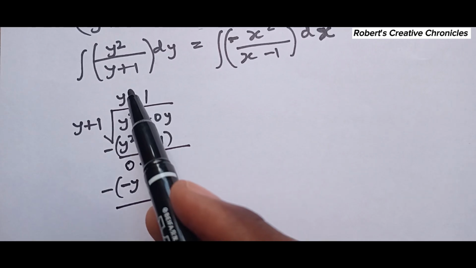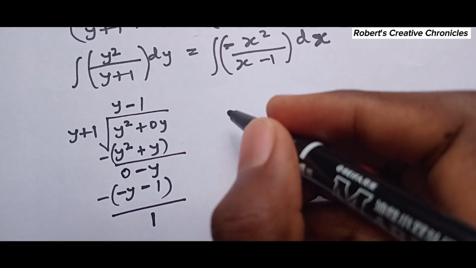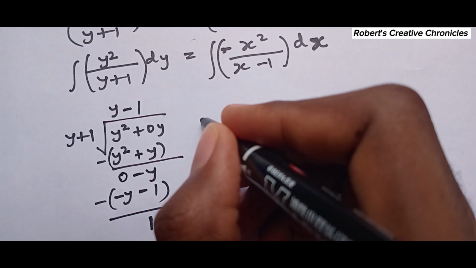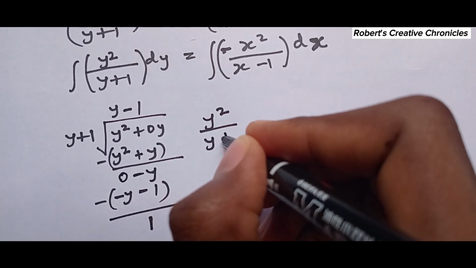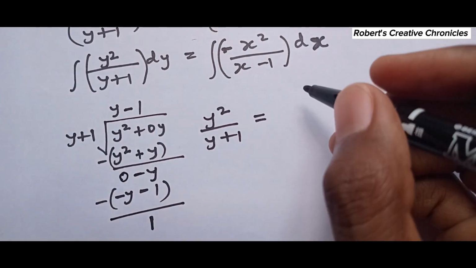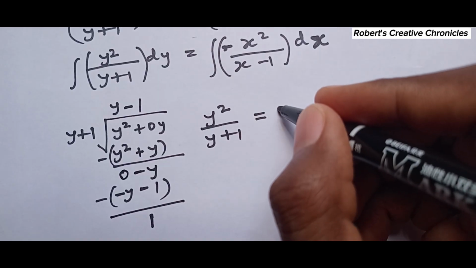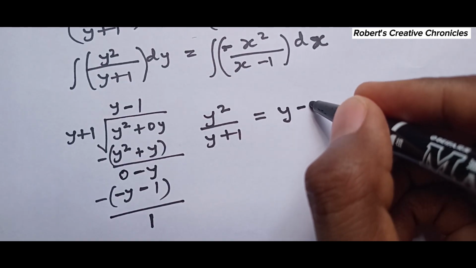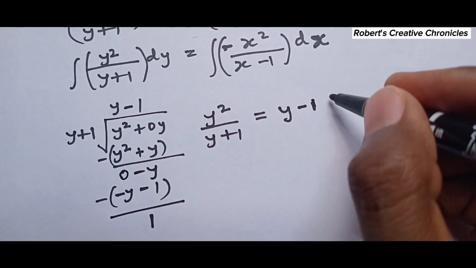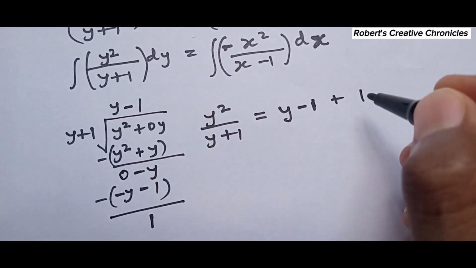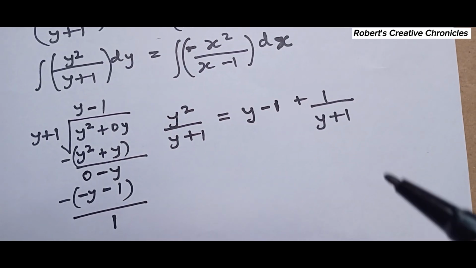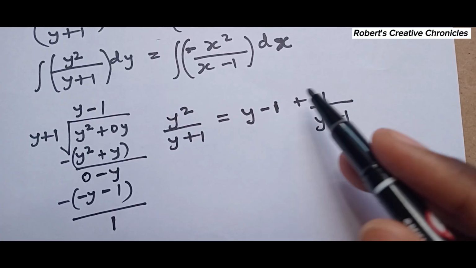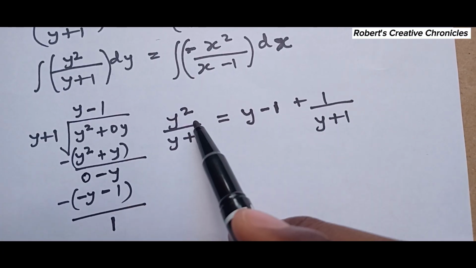This is the quotient. So now this y squared over y plus 1 equals what? y minus 1 plus 1 over y plus 1. So this one now, if you solve this, you get this.